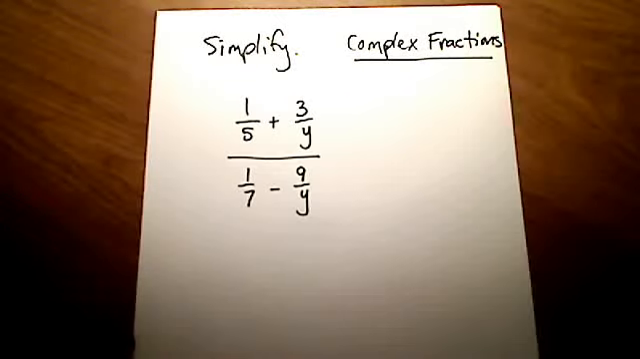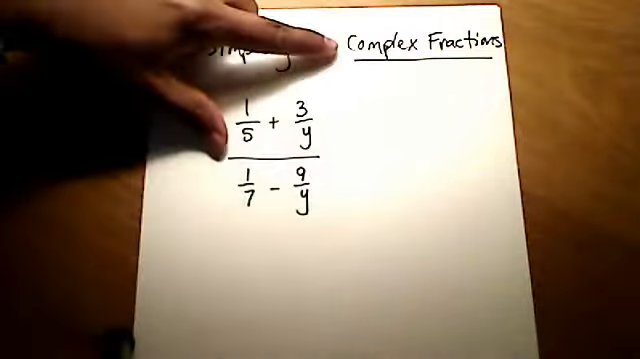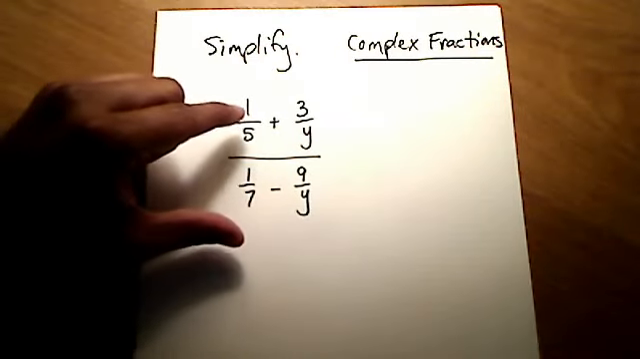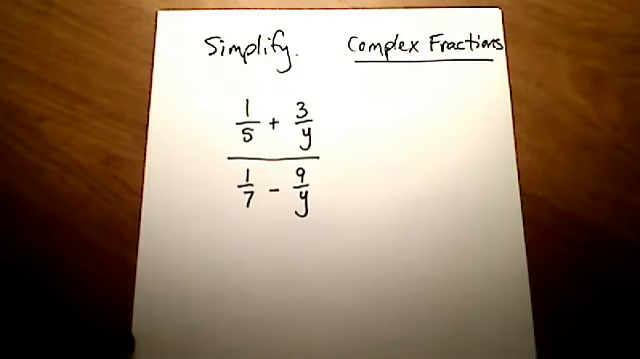Alright, I've got a complex fraction problem here to simplify, and I get asked this question a lot in class. Poyser, how do we simplify things like this? Well, there are two methods. The book that we use points out two methods to simplify complex fractions. And again, complex fractions, if you're wondering what that means, it just means that there are fractions inside of fractions. That's what makes them complex.